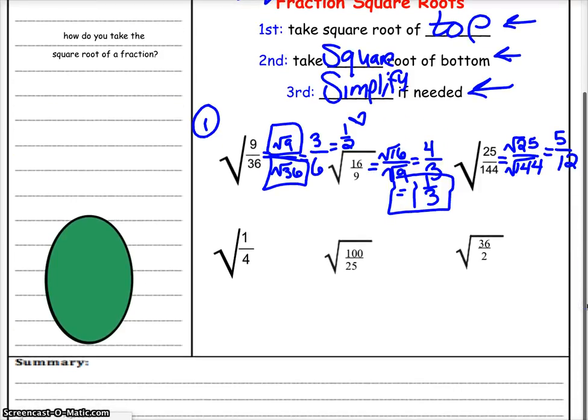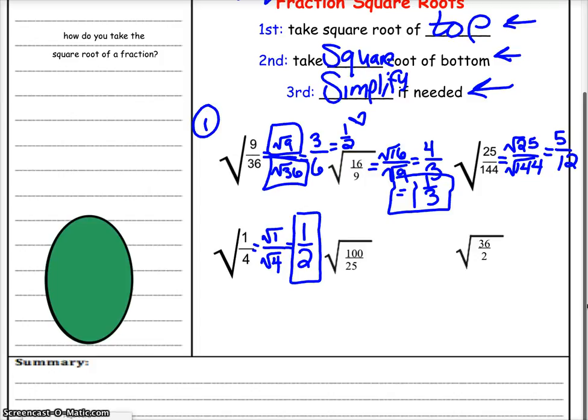Okay, getting into our last 3 examples here. Square root of 1/4. I like this one because a lot of kids mess this up. So, square root of the top over square root of the bottom. The square root of 1, so what number times itself is 1? It's 1. Over the square root of 4 is 2. Final answer, 1/2.